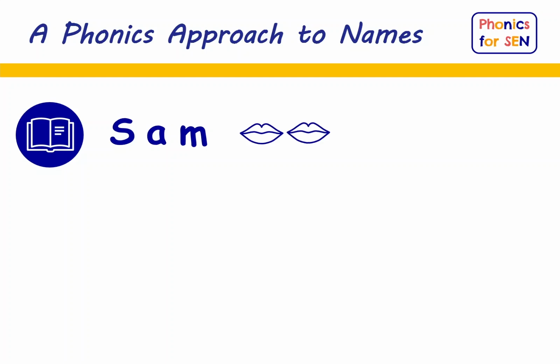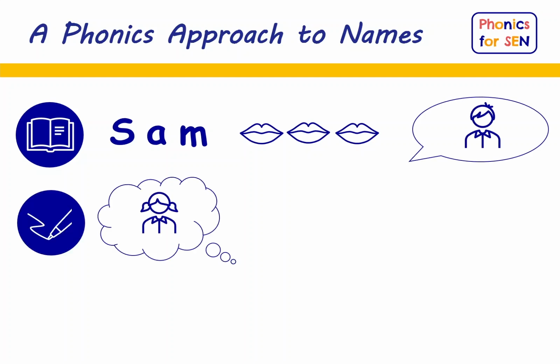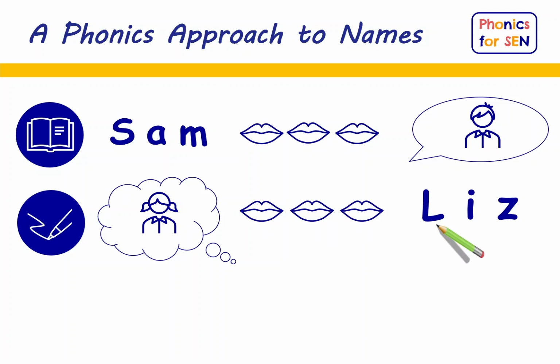S, a, m. Sam. To write a name, we think of the sounds in the name, match a sound spelling for each and write it down. Liz, L, i, z. Liz.